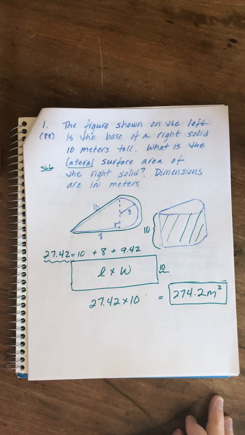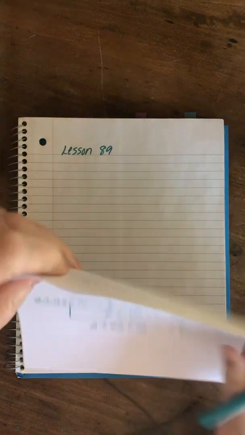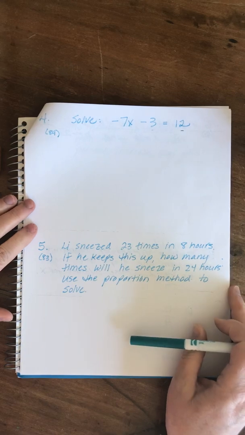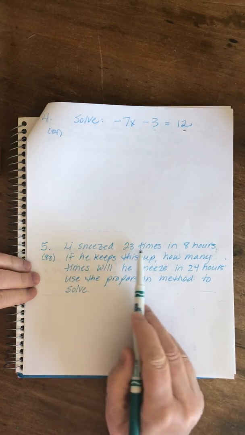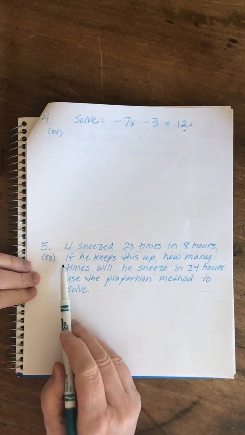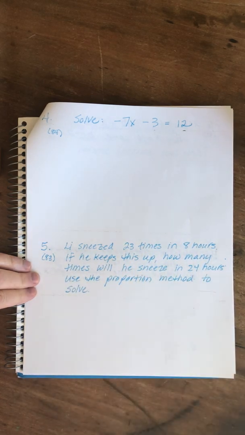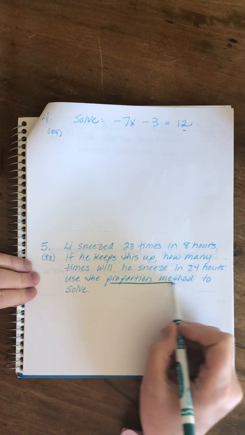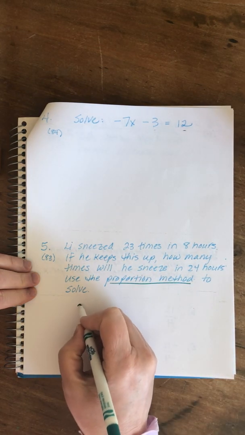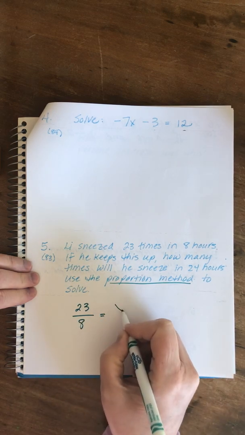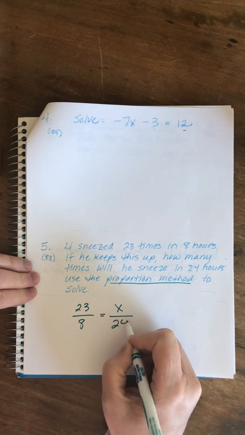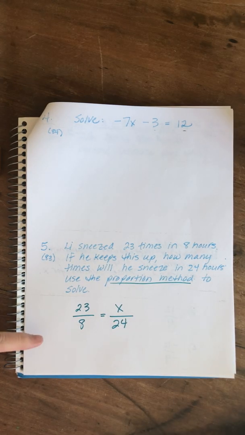Problem 4. Most of these other problems where you lost points was simply a matter of not showing enough work. Before that, I want to show you just what I would have liked to have seen. This was: Lee sneezed 23 times in 8 hours. If he keeps this up, how many times? Use the proportion method. What I was looking for is you to go, okay, 23 times in 8 hours equals X times in 24 hours. That's what I was looking for.